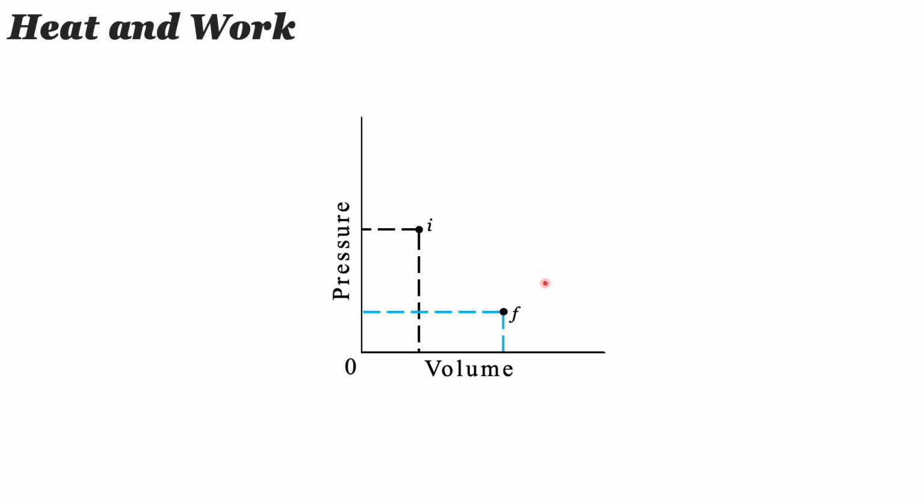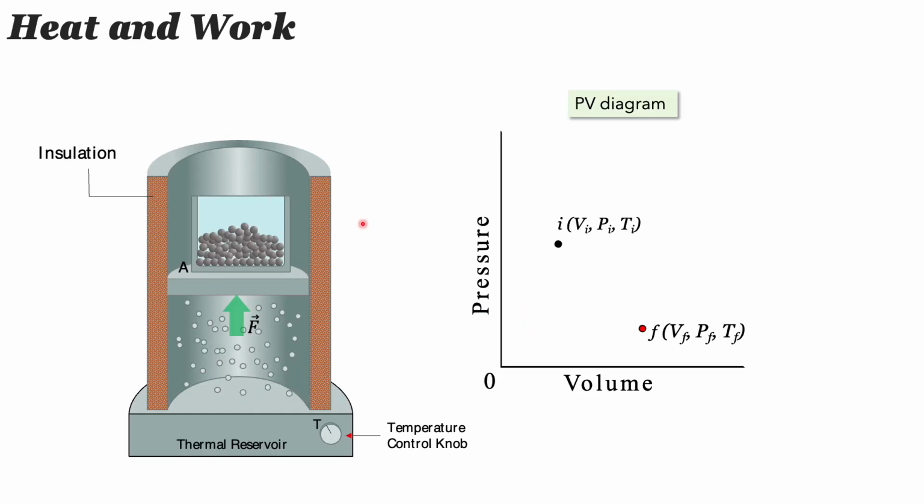Now let us take a look at another way of bringing our system from initial state to a final state. Now let us bring our system from initial state to final state through a different thermodynamic path. But first we have to note that the final state has larger volume than the initial state, but smaller pressure than the initial state.